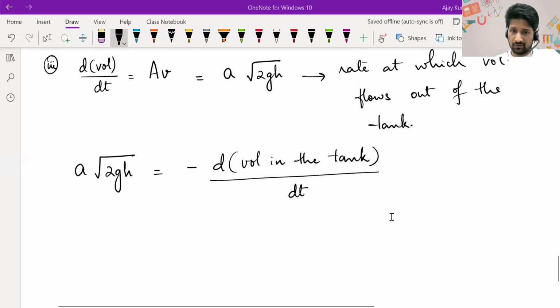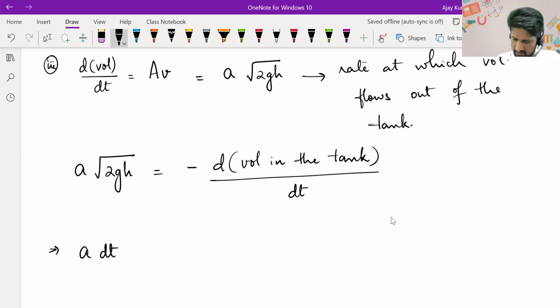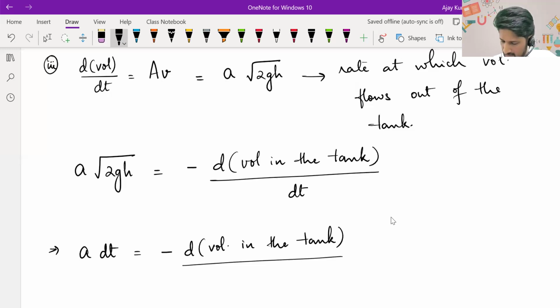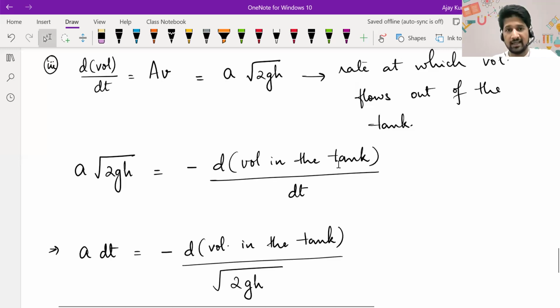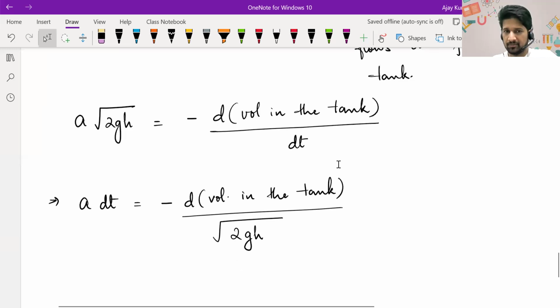So you have to keep the h terms, height terms, on one side, and t terms on the other side. So how do you do that? A multiplied with dt becomes negative of change of volume in the tank divided by under root 2gh, where small h is a variable. Of course, volume of liquid in the tank is also a variable only.